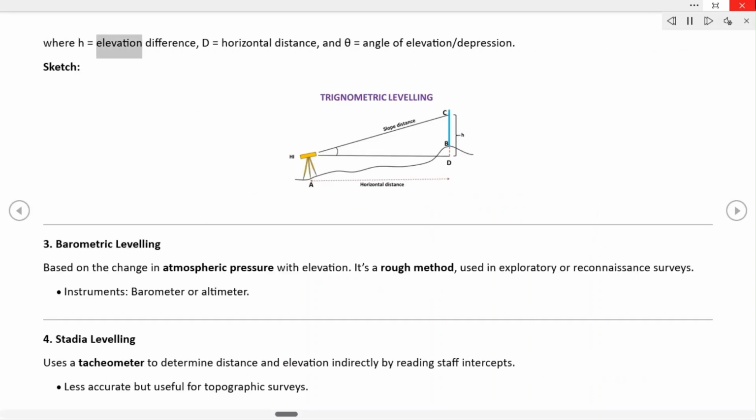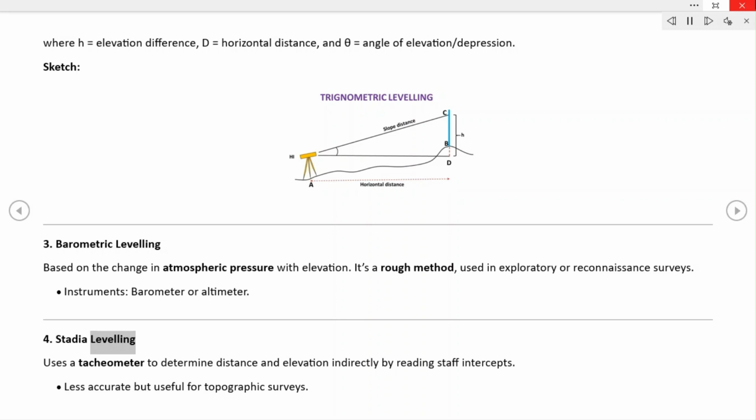Where H equals elevation difference, d equals horizontal distance, and theta equals angle of elevation/depression. Sketch 3. Barometric leveling. Based on the change in atmospheric pressure with elevation. It's a rough method, used in exploratory or reconnaissance surveys. Instruments: barometer or altimeter.